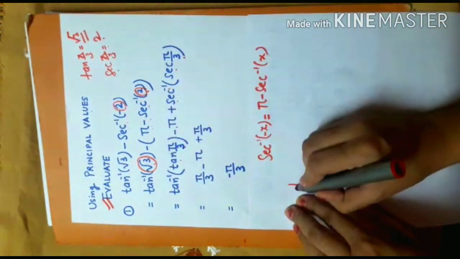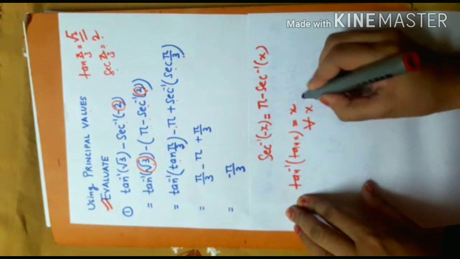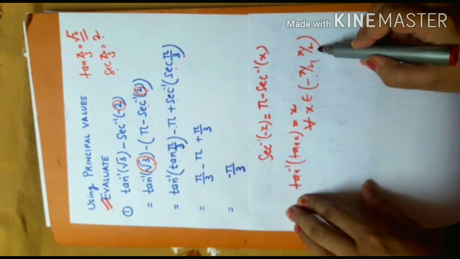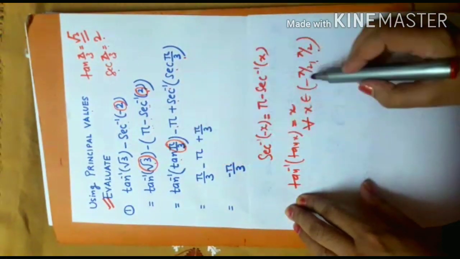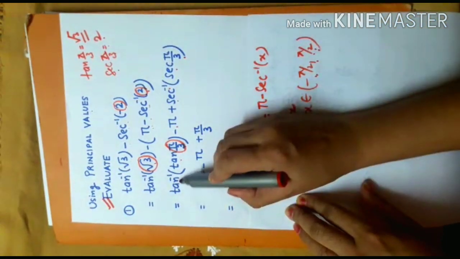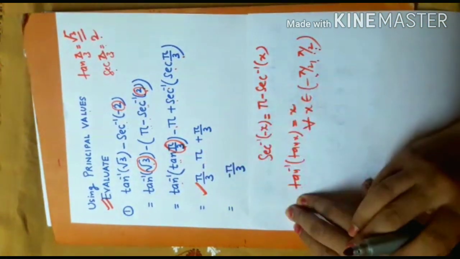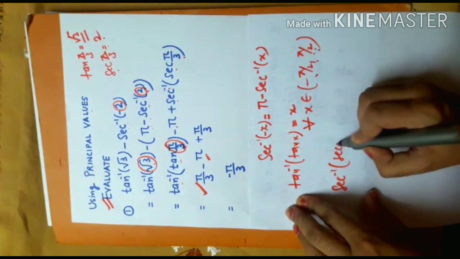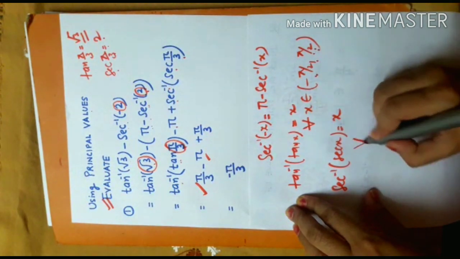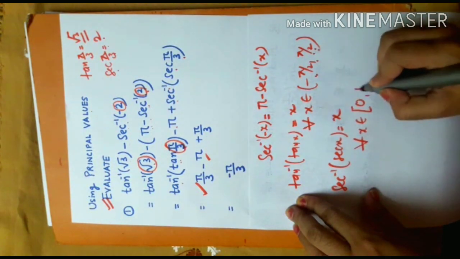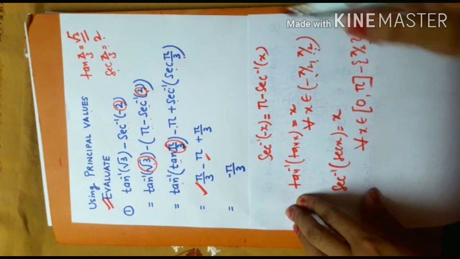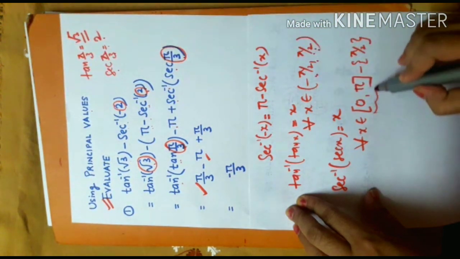Now tan inverse tan x will be equal to x for all x which belong to the open interval minus pi by 2 to pi by 2. And you can see pi by 3 lies in this interval. So tan inverse tan pi by 3 will be pi by 3. This minus pi, and secant inverse secant x will be equal to x for all x which belong to the closed interval 0 to pi excluding pi by 2. And yes, you can see pi by 3 lies in this.